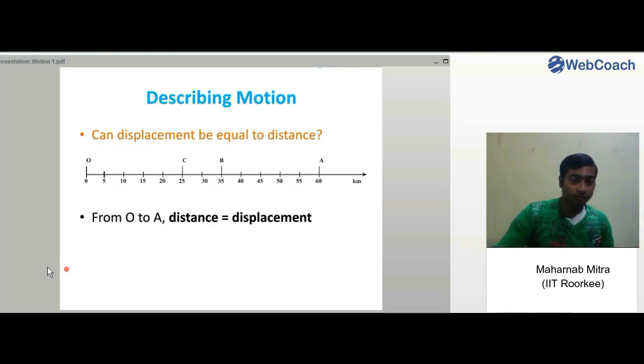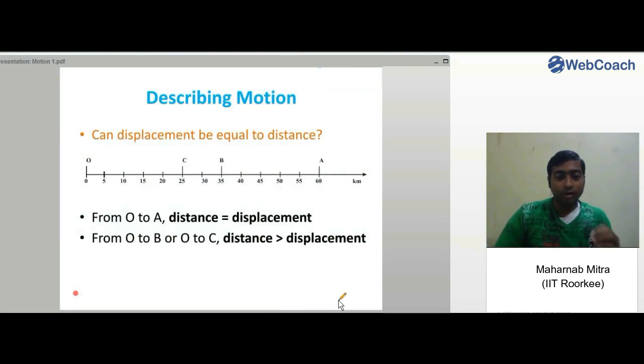But when the particle returns from A to C, it covers an extra distance of 35 kilometers, but the shortest distance between the initial point and the final point gets shorter. It becomes just 25 kilometers, right? So this is the concept of distance and displacement, right? Distance is the entire path covered by an object, but the displacement is the shortest distance between the initial point and the final point.